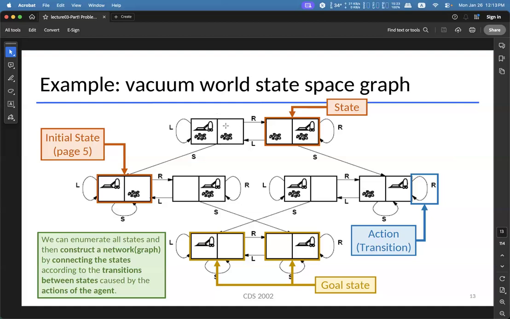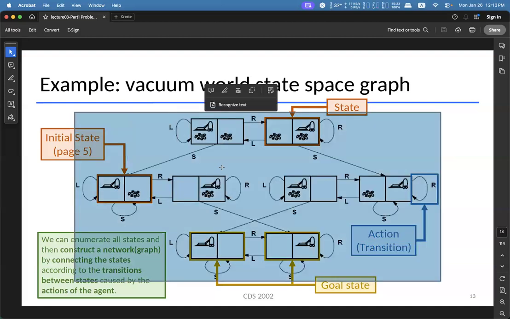Can you see my mouse cursor? Can you see my mouse cursor? Okay, I'll try my best.